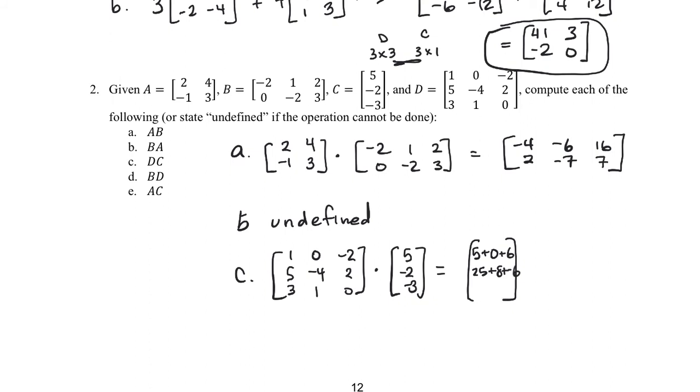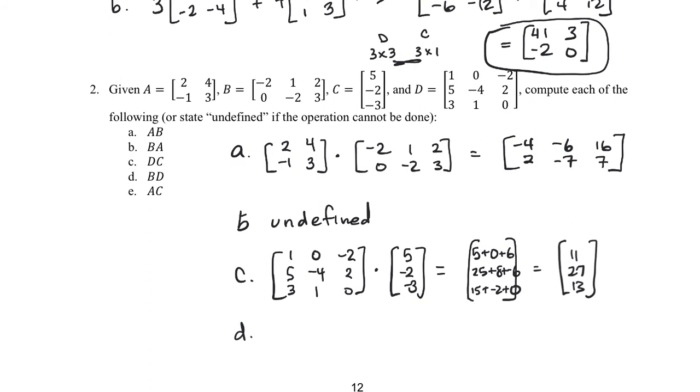Now this is row 3, column 1. So row 3, column 1, 3 times 5 is 15. 1 times negative 2 is negative 2. And finally, 0 times negative 3 is 0. So we have 11 there, 25 plus 8 plus negative 6, that's 25 plus 2, that's 27. And then 15 plus negative 2 plus 0 is 13.